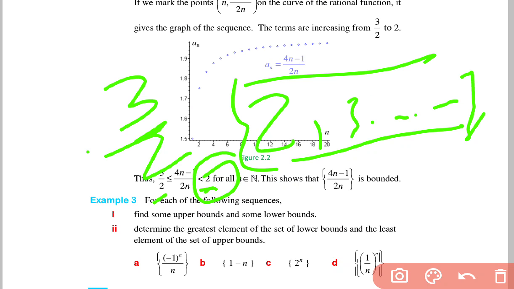Let's find it. 3 divided by 2 is 1.5. The set of lower bounds, the set of upper bounds.